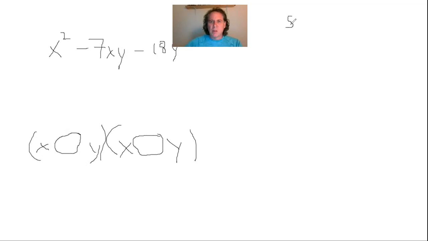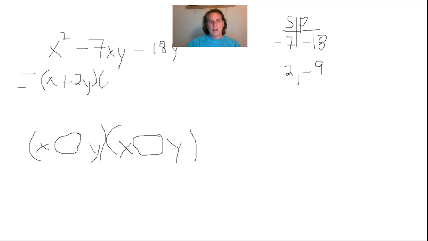So let's take a look at this. In this case, I make my SP chart. And my sum is -7. And my product is -18. And I say, what two numbers add to -7 but multiply to -18? And the numbers are +2 and -9. So at this stage, my answer is x plus 2y and x minus 9y.